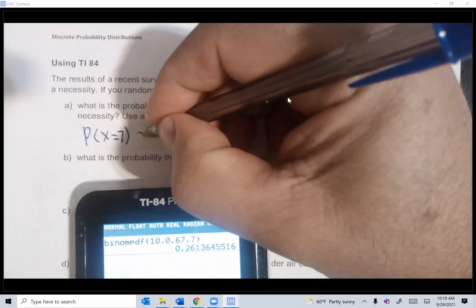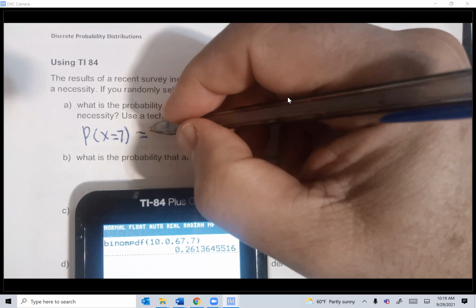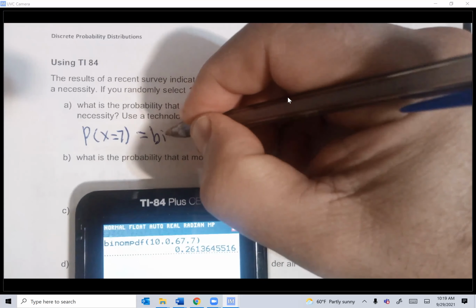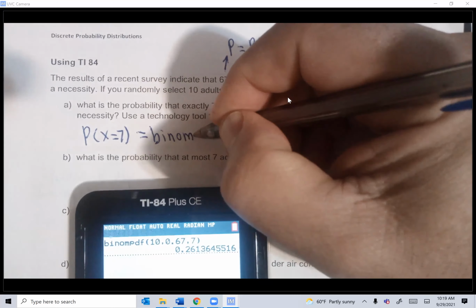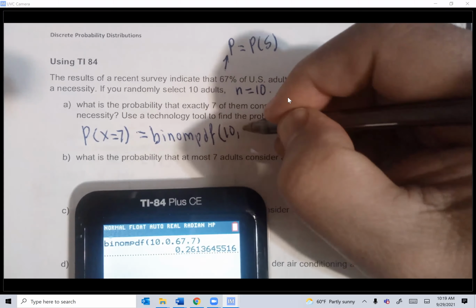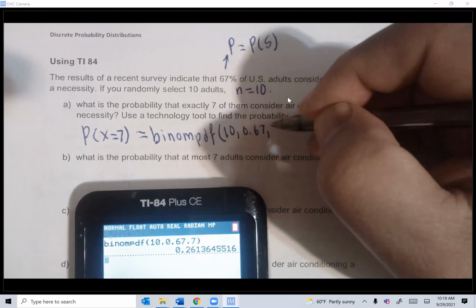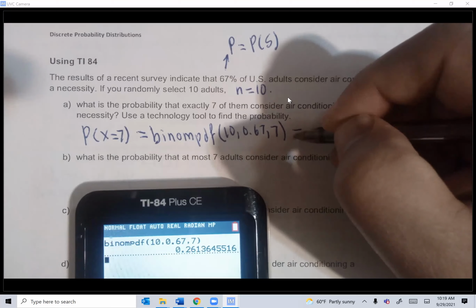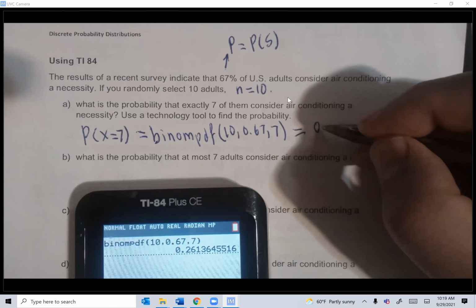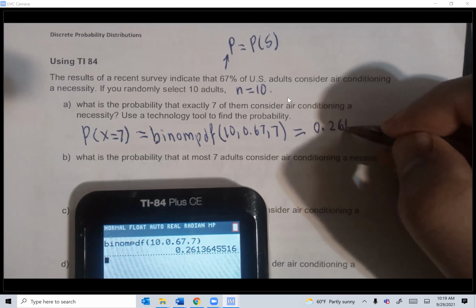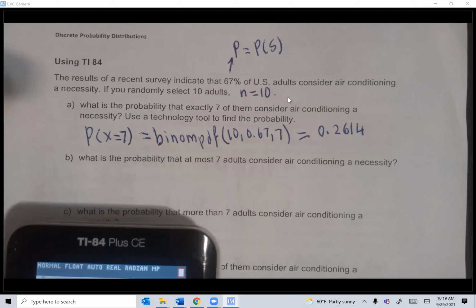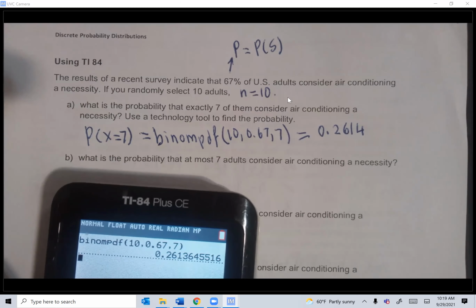Okay. Well, on the assignment, guys, when you do the assignment for me next week, this is how I like you to write it down. I like you to do binomial PDF, and put the 10, comma 0.67, comma 7. I don't want you to show me the direct instruction of how you did it on the calculator. Just give me the final answer, usually to 4 decimal places, so it will be 0.2614. Okay, guys. So that's how we use the technology for exactly.